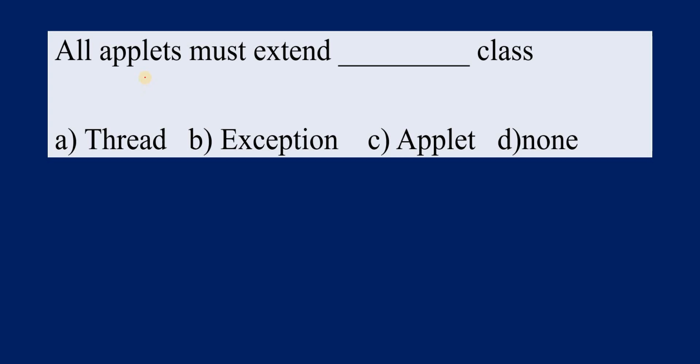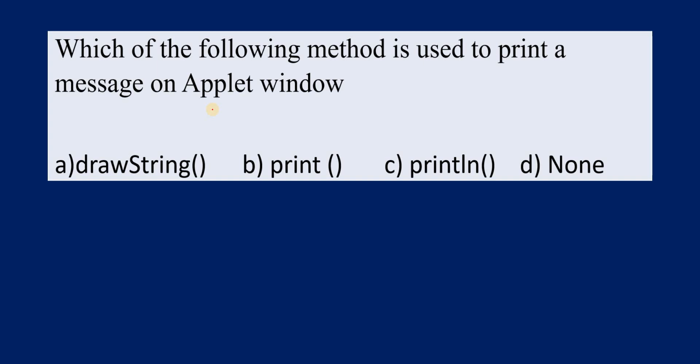Next question. All applets must extend dash class. Straightforward question. The answer is applet class. Next question. Which of the following method is used to print a message on the applet window? The answer is drawstring method.